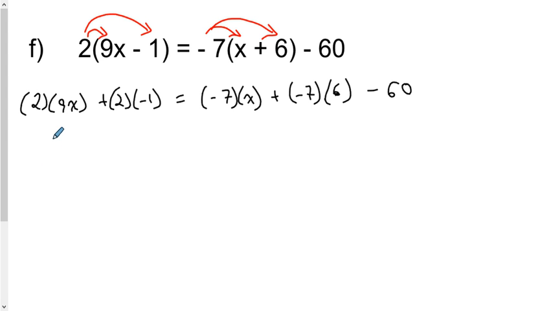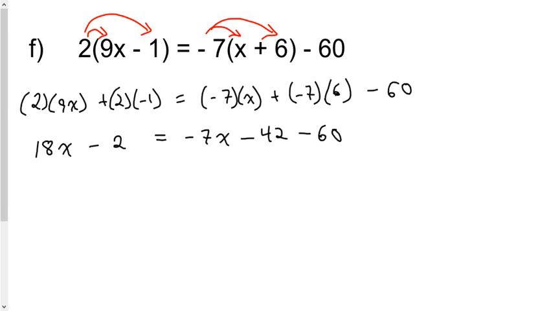So we'll go, okay, 2 times 9 is 18, so that's going to be 18x. 2 times negative 1 is negative 2, so I'll go minus 2. Negative 7 times x is negative 7x. Negative 7 times 6 is negative 42. Minus 60. Whew, okay, so we multiplied through the brackets and here's where we ended up.